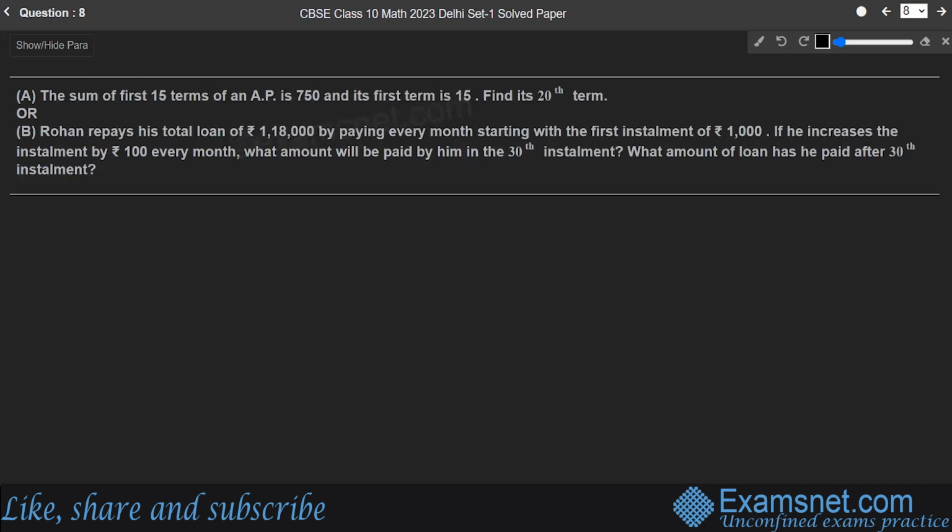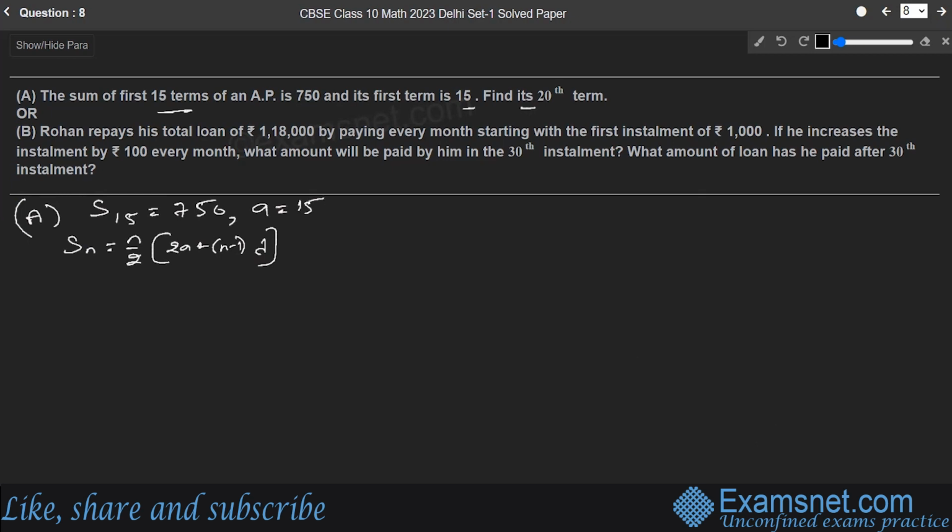Now question number 8. So let us see the A part of question number 8. What does it say? The sum of first 15 terms of an AP is 750 and its first term is 15. Find its 20th term. That's what we are supposed to find out. So what has he given? He has given the sum of 15 terms is nothing but 750. We have the sum of n terms formula, that is n by 2, 2a plus n minus 1 d. And what else has he given? He has given the first term is 15. So the a value is already given as 15.